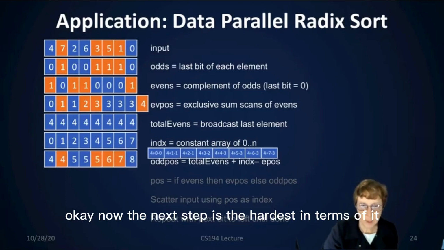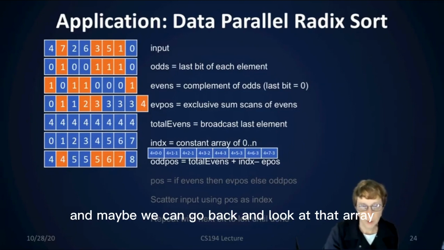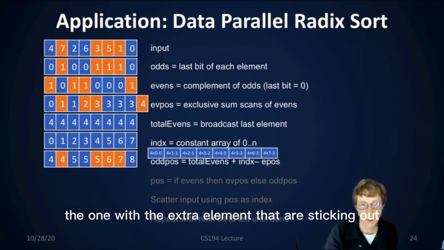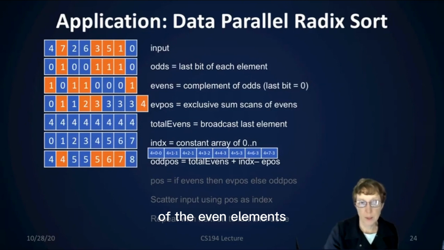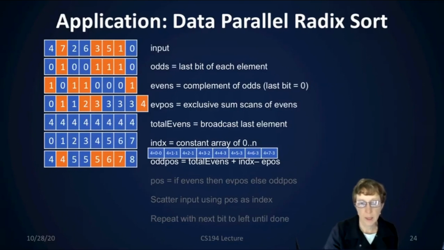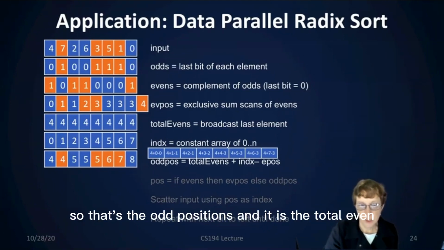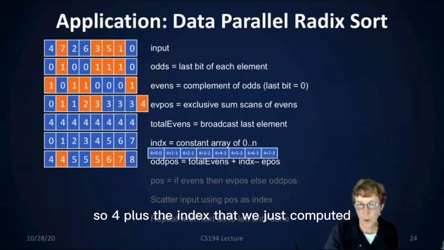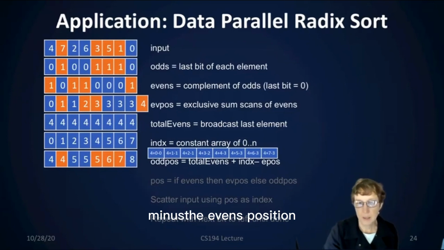Okay, now the next step is the hardest, in terms of computing the positions. So the evpos up here, and maybe we can go back and look at that array, the one with the extra element sticking out, is going to actually give you the position in the final array of the even elements. And the even elements were the blue ones in the original array, so you could sort of look and see. It's going to be the position that we want to put them into. Okay, and this one's going to compute the position of the odd elements. So that's the odd positions, and it is the total evens, so 4, plus the index that we just computed, so the numbers 0 through 7, minus the evens position.